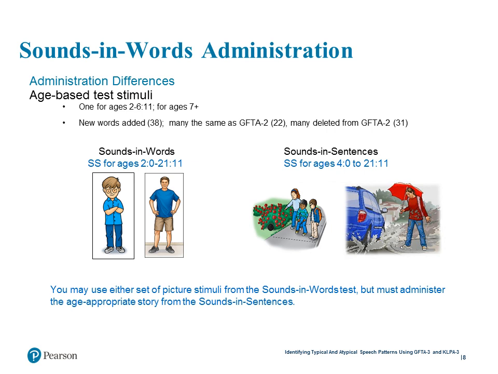For sounds and words administration, we're going to talk about the differences now. What's different is, as we said before, one of the new features is, instead of having one set of picture stimuli, we now have two. There's one set for ages 2 to 6-11, and there's another set for 7 and older.